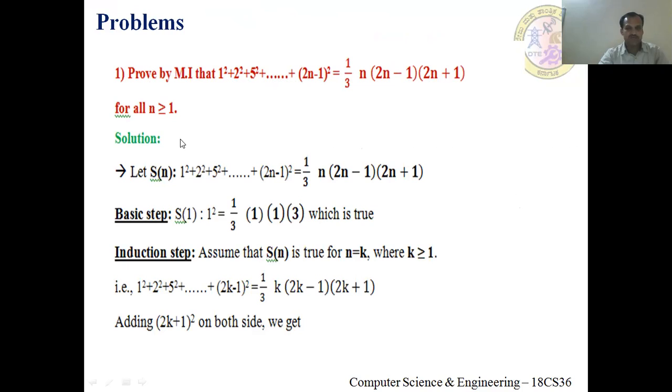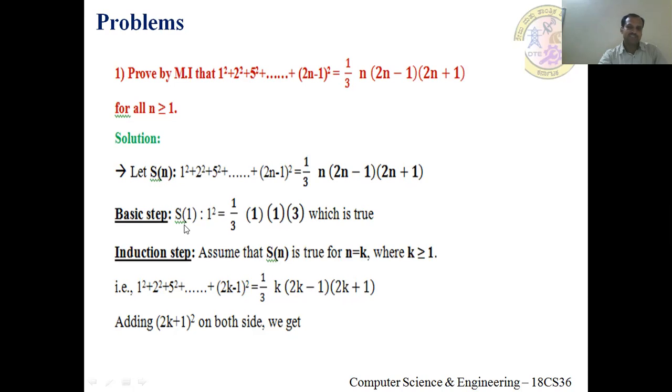Whenever you want to solve any problem based on mathematical induction, first let us assume the given statement as the open statement. S of n: 1 square plus 3 square plus 5 square and so on and so forth up to (2n minus 1) whole square is equal to 1 by 3 into n into (2n minus 1) into (2n plus 1).